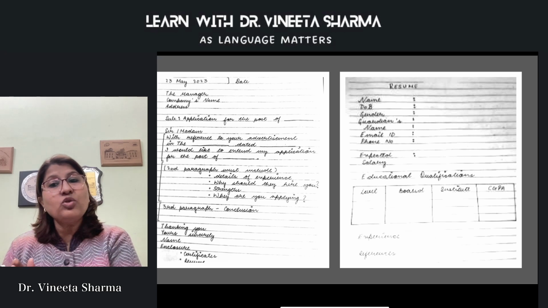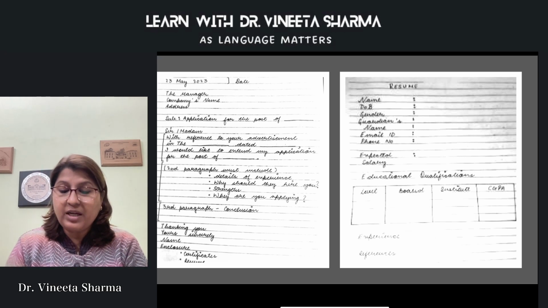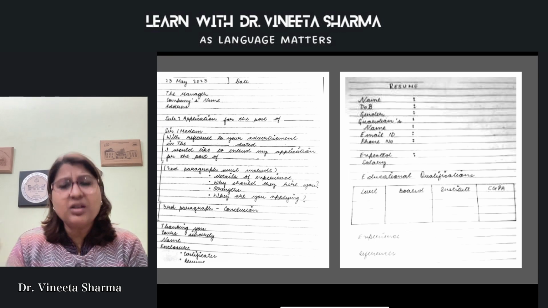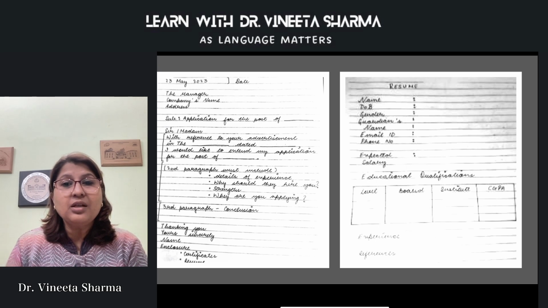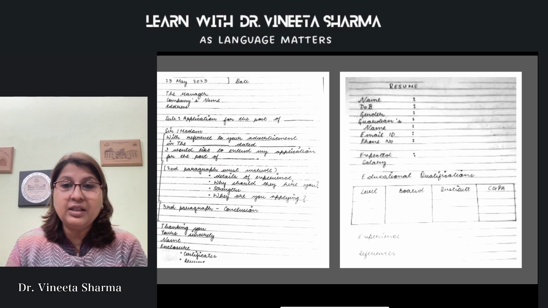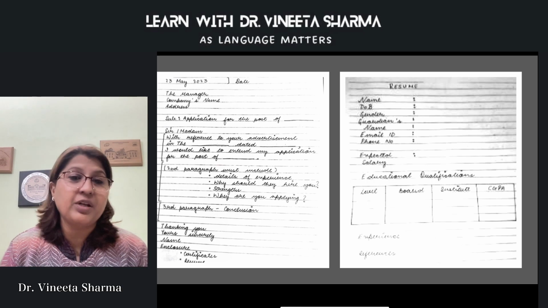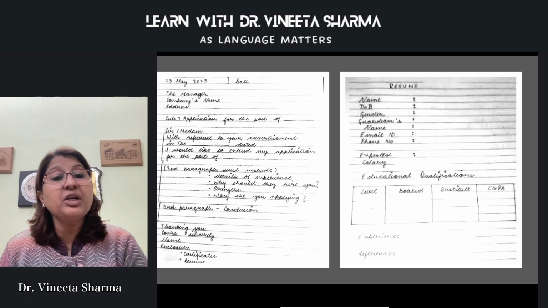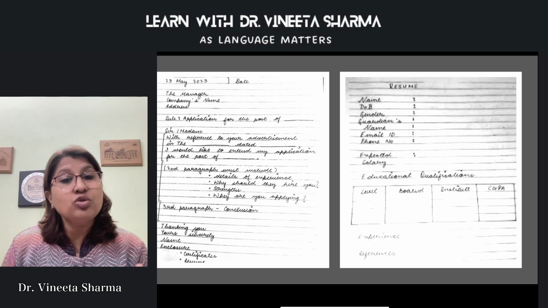On the next page you can see the resume is given, how you are supposed to write it: name, date of birth, gender, then guardian's name like father's name, email id, phone number, contact details. Then expected salary, and then your educational qualification, experience, and references. So these are all mandatory points which should be there in an application for a job.